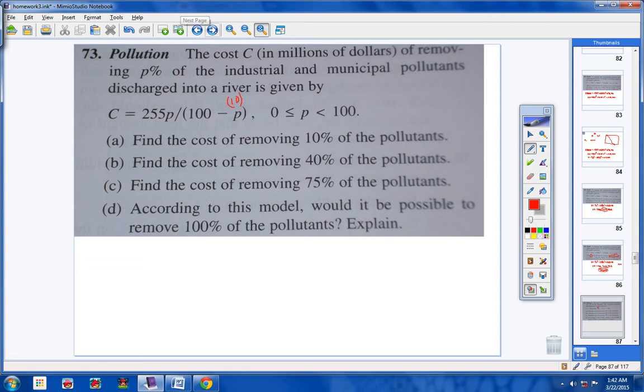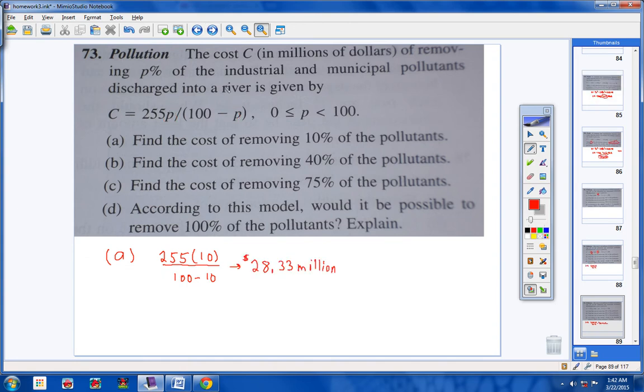So I'm going to do that. So here's letter A, where the P is here and here. I put a 10 in and a 10 in. If you simplify that, you will get 28.33. Now it says it's in millions of dollars, so it's 28.33 million, okay? Now that's really easy, folks. Look, students, if I'm trying to eliminate 10% of the pollutions, put 10% in for P here and P here.